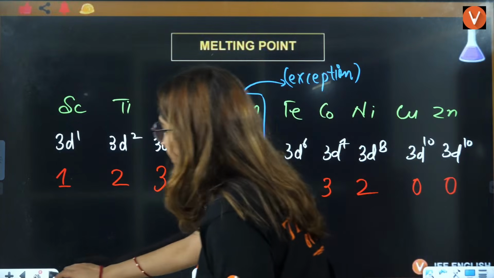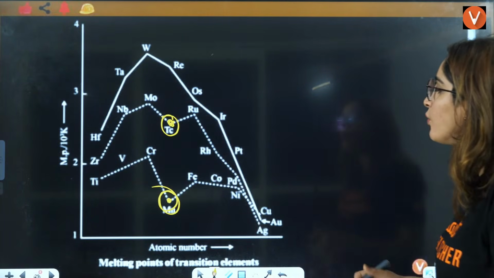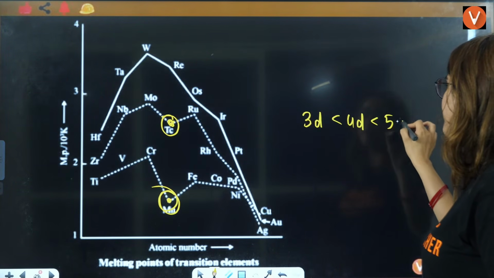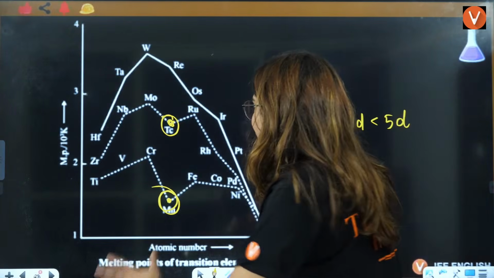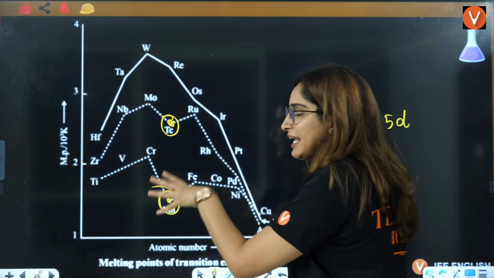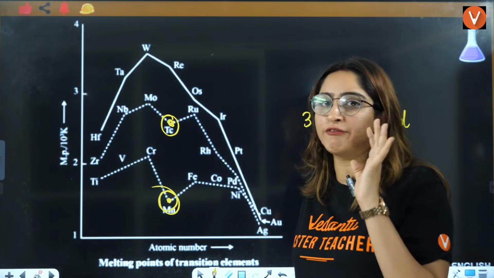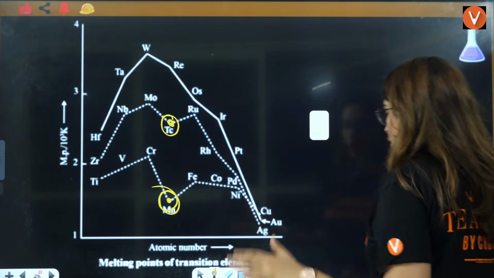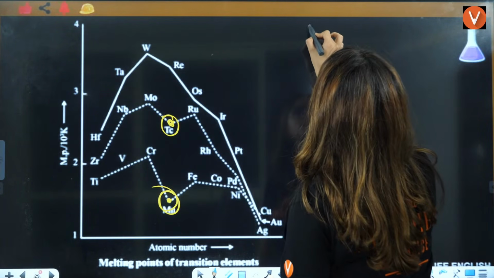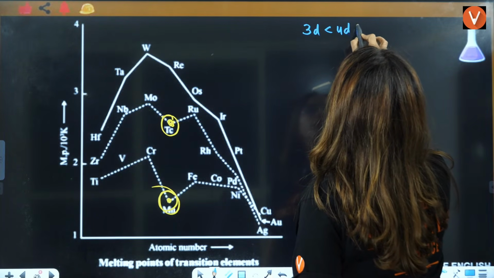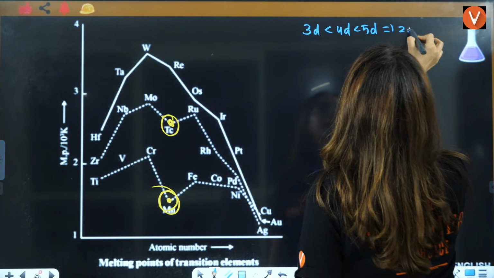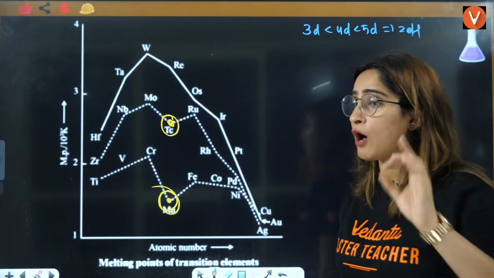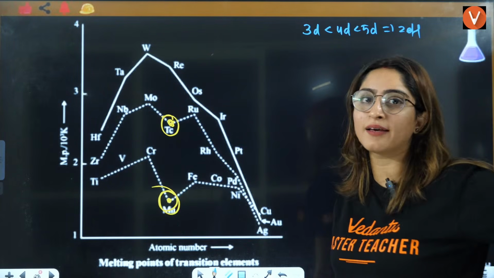Now, the next important thing is, ma'am, why do we have 3D, then 4D, then 5D? Why is it so? In the data, 3D is minimum, then 4D, then 5D. So first let me answer this. It is because Z effective increases in this way, the Z effective of the D block. Now the question is, how is Z effective increasing this way?